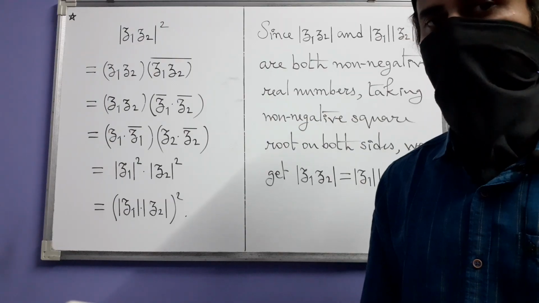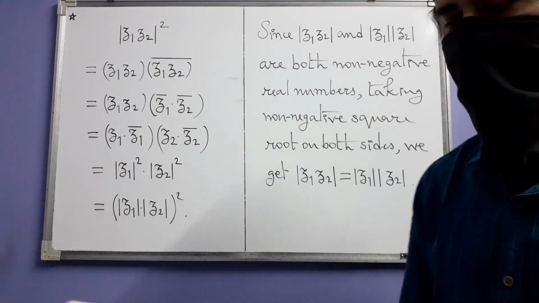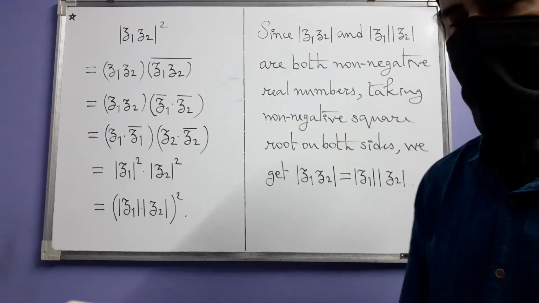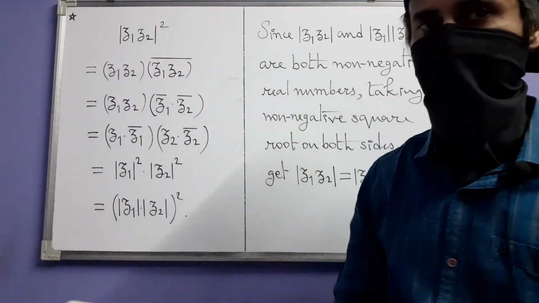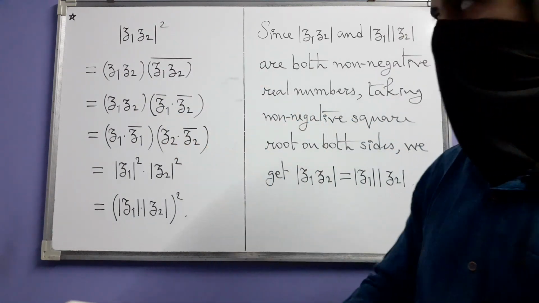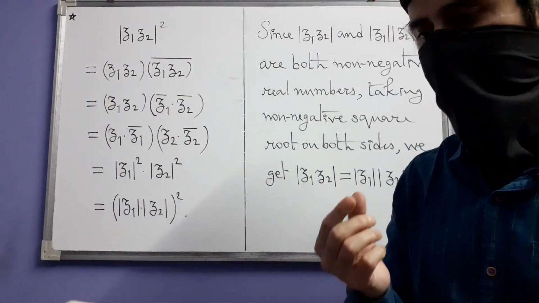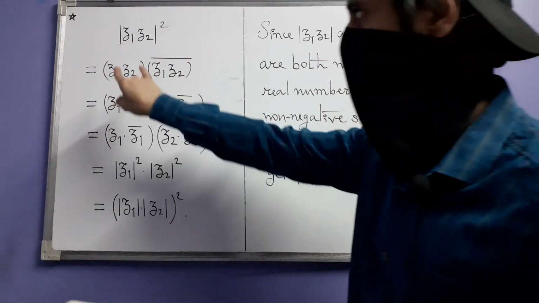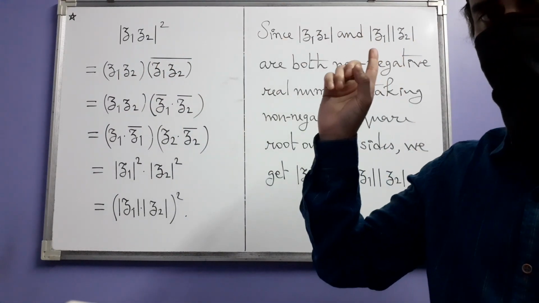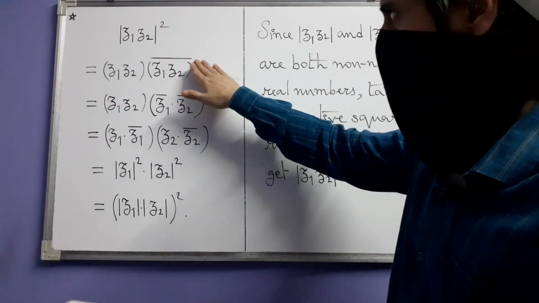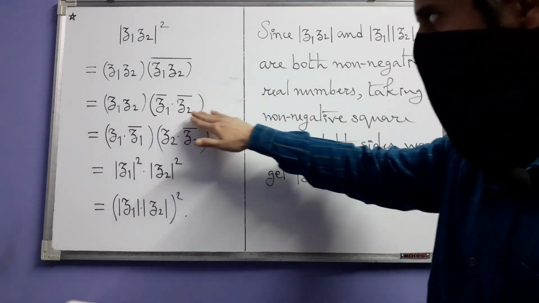We can milk the relation between conjugate and absolute value even further to prove a property of absolute values. Let's consider the square of the absolute value of z1 z2. By that relation, this is the complex number times its conjugate. But as we have already seen, and in fact we proved, that this is equal to z1 bar times z2 bar. So we now have this.